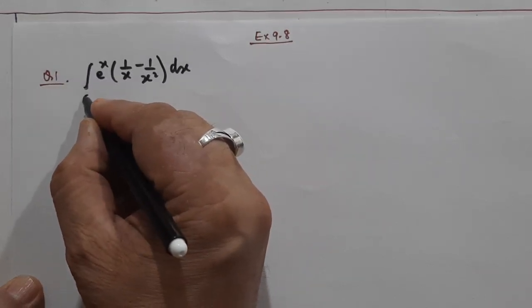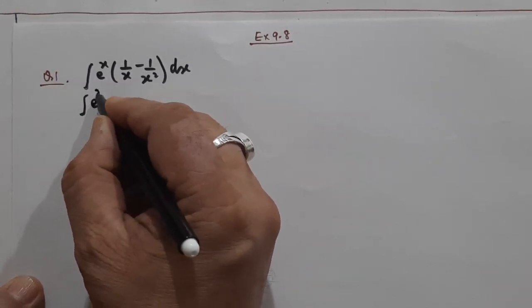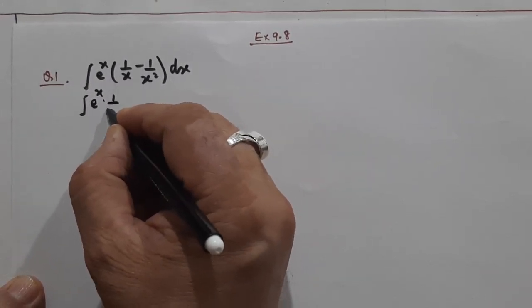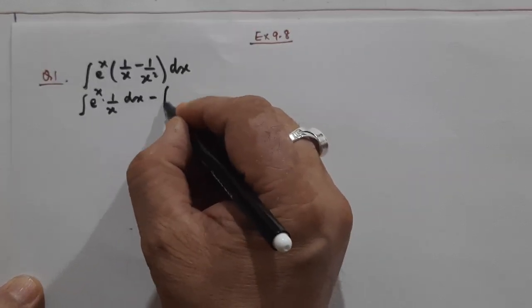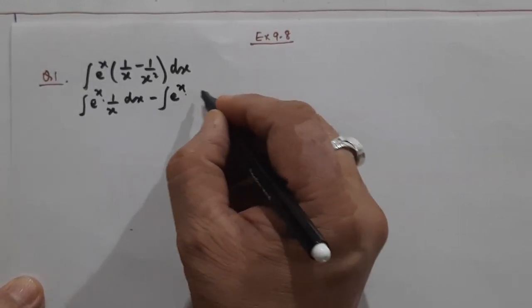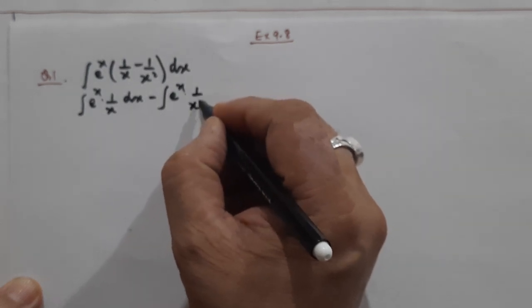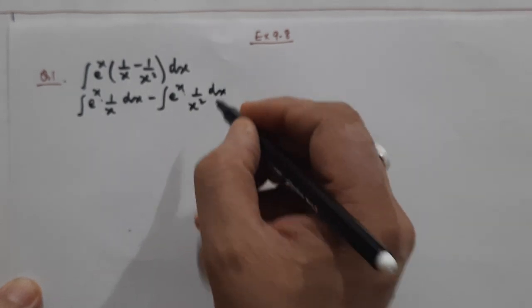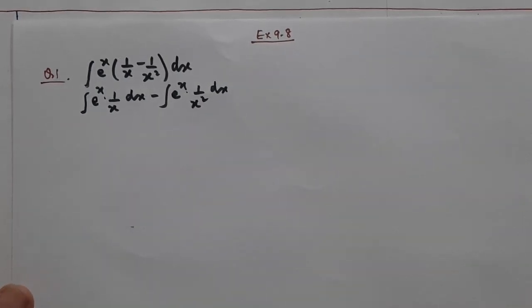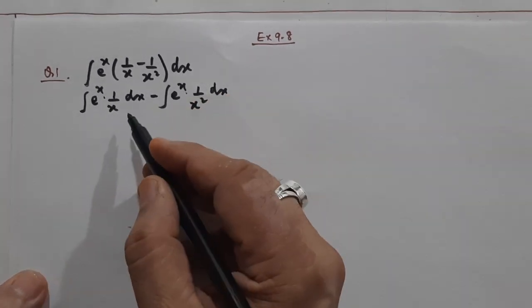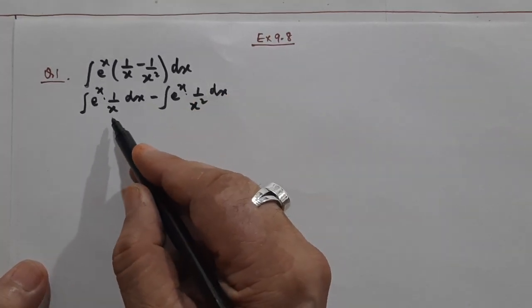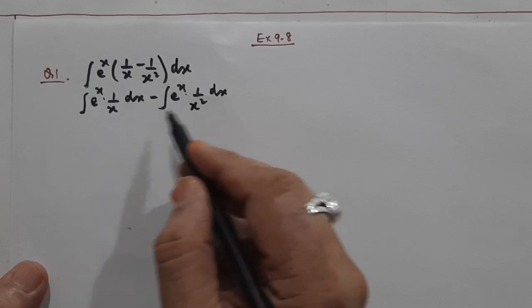Now in this question we have one function and its derivative is also there. If we open the bracket, we get e power x into 1 by x minus e power x into 1 by x square. Now students, here we have one function and its derivative.